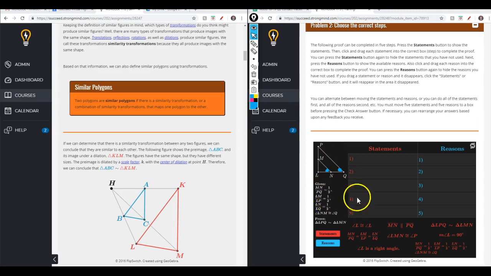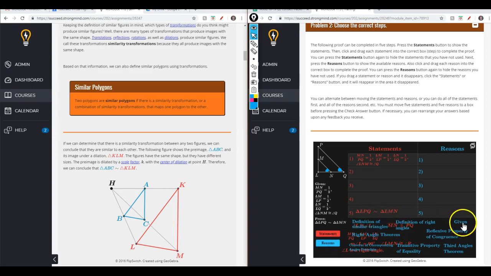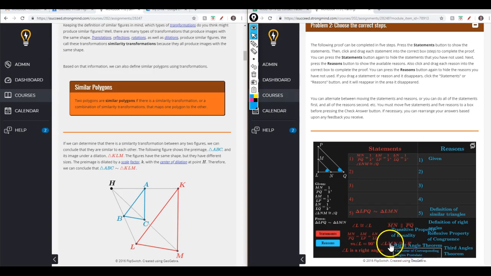So the first thing to lead with is again the given information. So put that up there. The reason is it's given. Also the triangles being similar is what we want to prove, so that's going to be the last one. And then I'm going to open up the reasons. There's the given, and then definition of similar triangles is what we would use to state that they're similar.